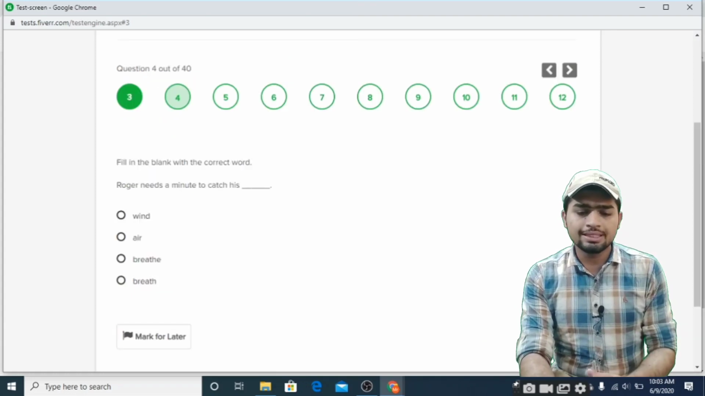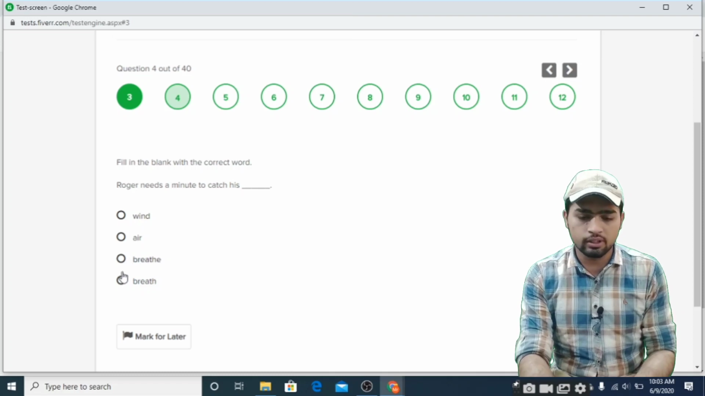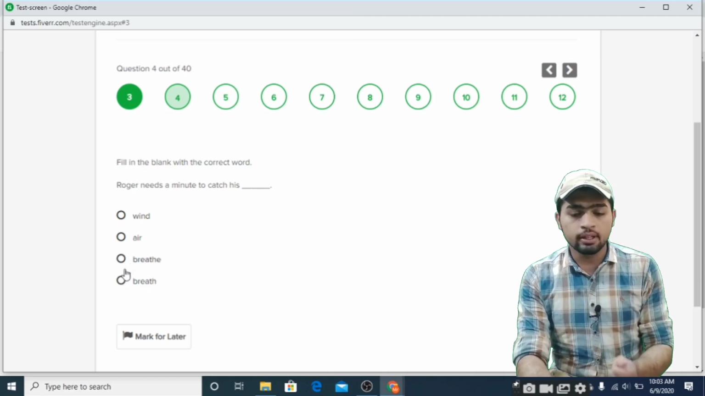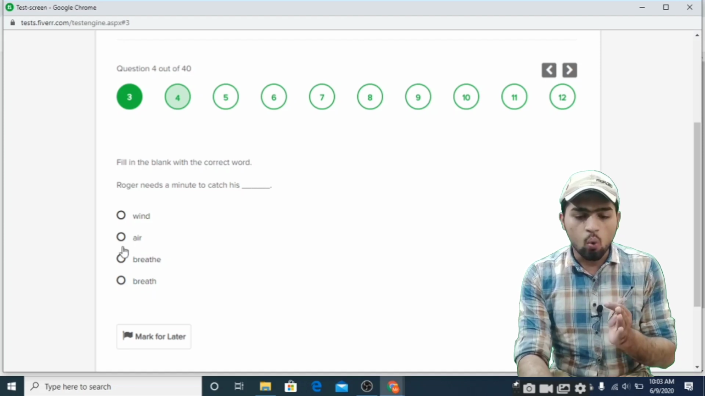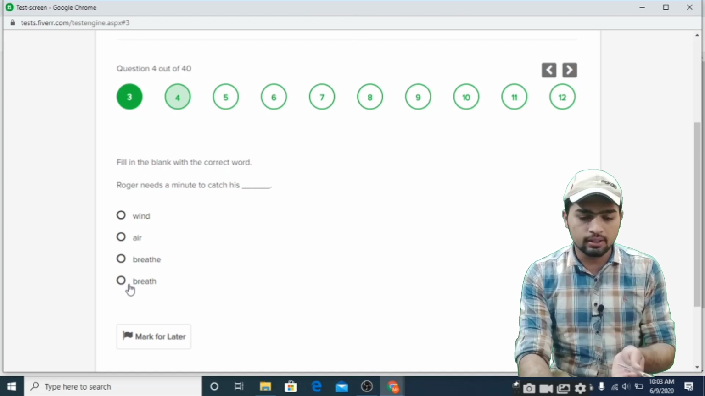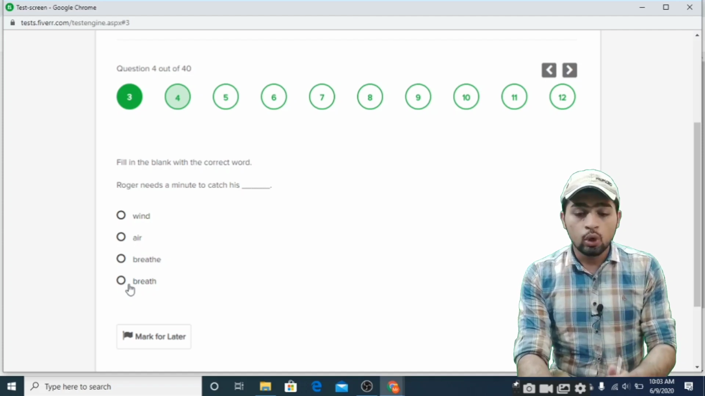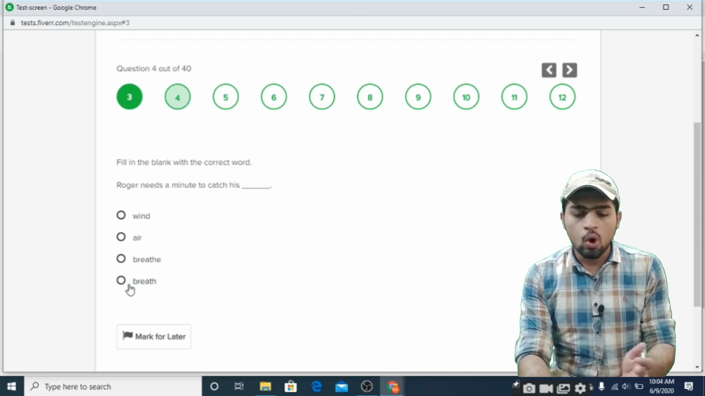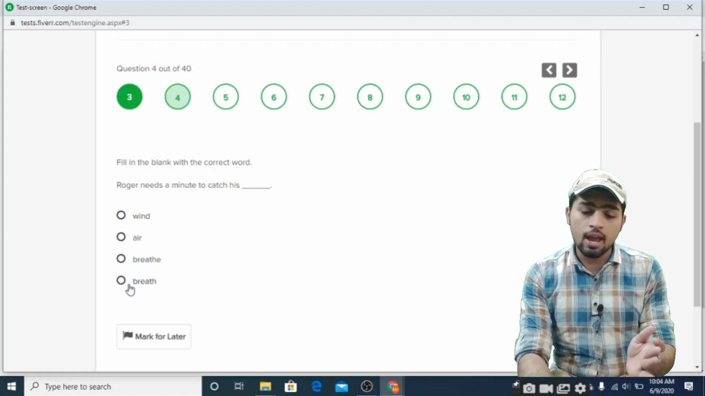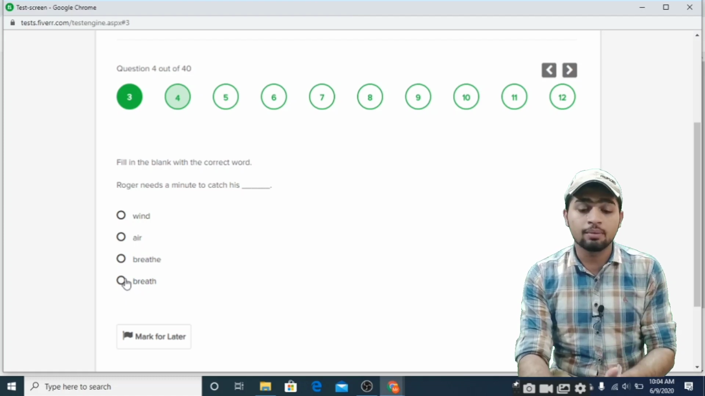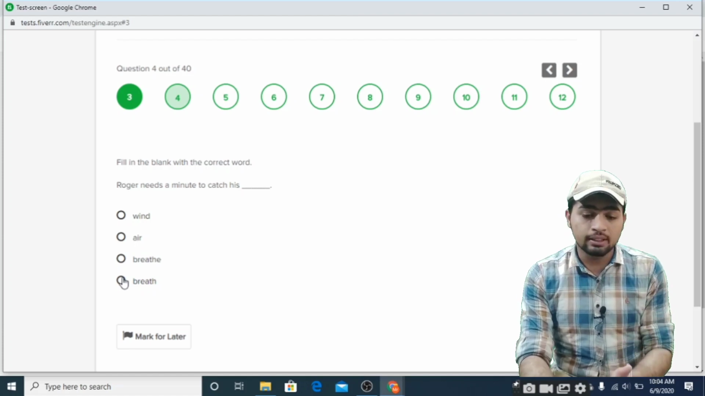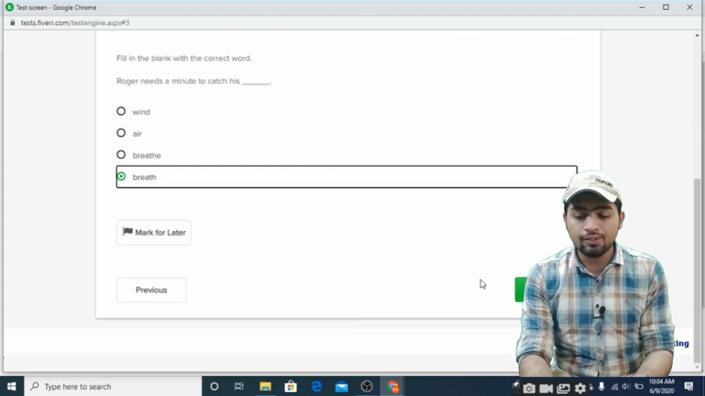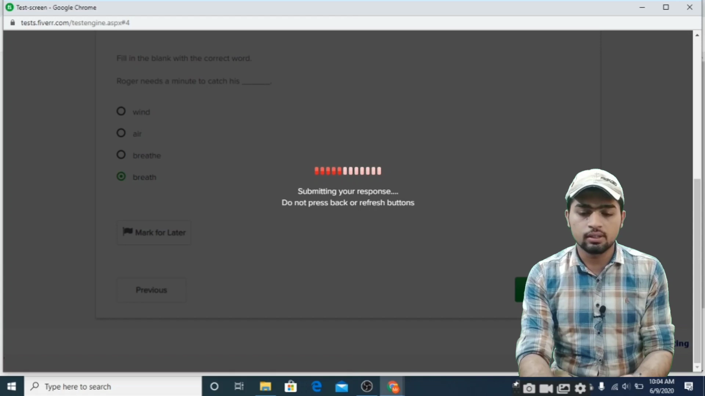The fourth one is fill in the blank with the correct word. Roger needs a minute to catch his wind, air, breath. So in this question, you should know the correct answer and the spelling of the correct answer. Wind, air, these are synonyms. Breath and breath, this is the same meaning, but the spelling is incorrect. So you see the correct spelling of breath. So the last answer is the correct one. So I click on next.